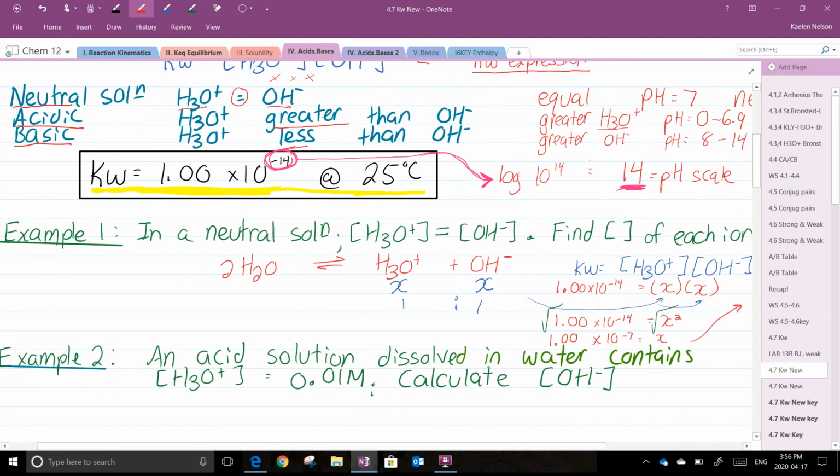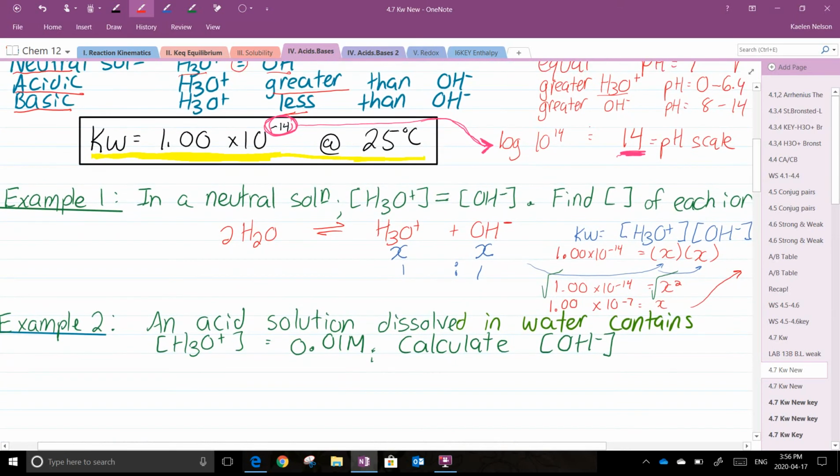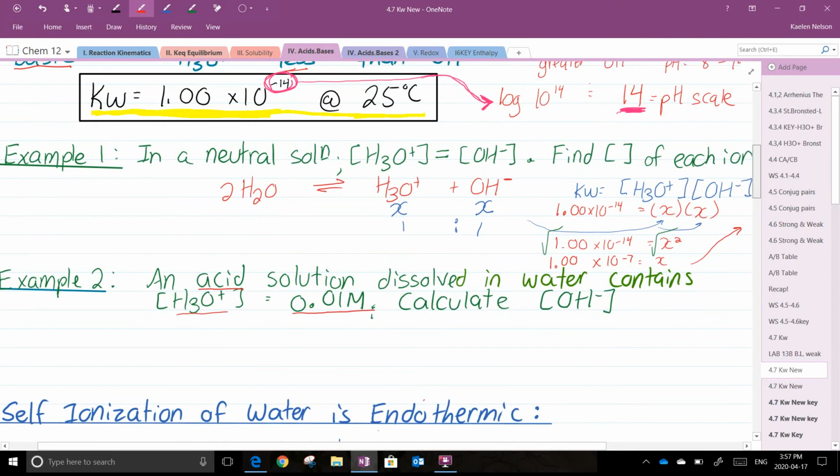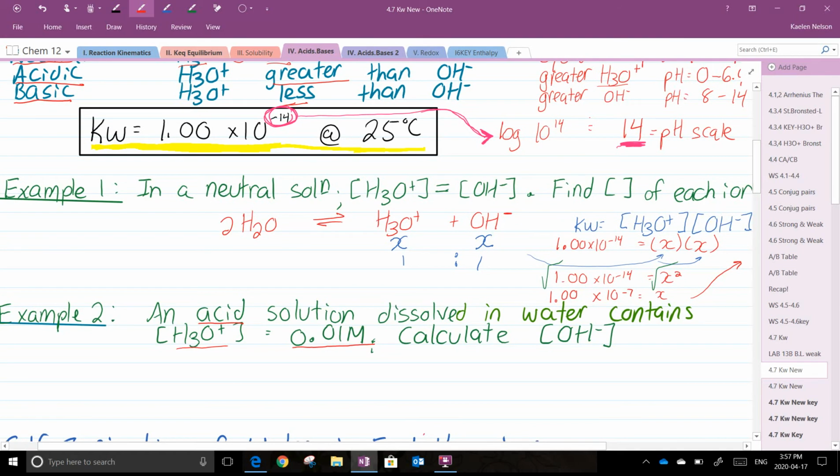Okay, another example gives us an amount of acid for H3O. The question tells us it's an acid solution. It dissolves in water and contains H3O of 0.01. Calculate the OH minus. The first thing I would like to do is write my Kw expression: H3O plus times OH minus. I'm going to fill in the numbers I know, which is H3O and Kw.